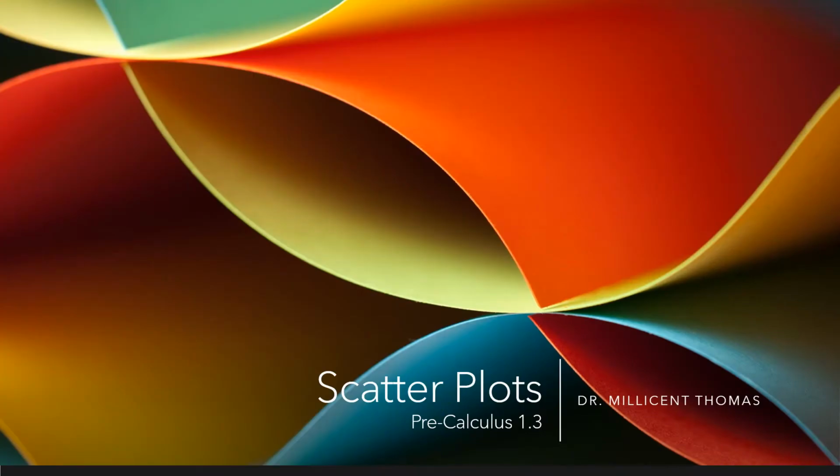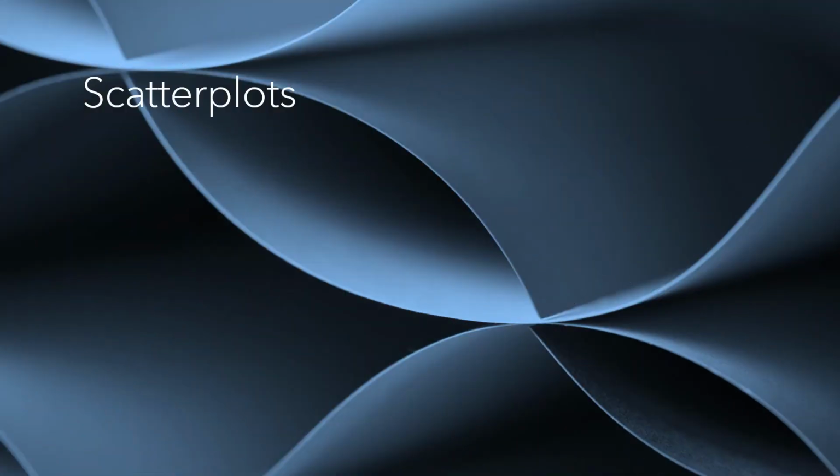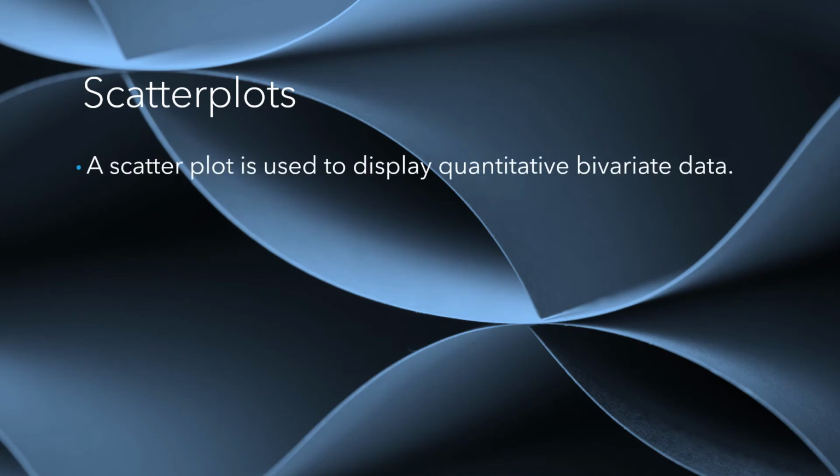This video is all about scatter plots. The main objective of this video is to take bivariate data and get a graph which is called a scatter plot, and also to interpret the scatter plot. The scatter plot is used to display quantitative bivariate data.